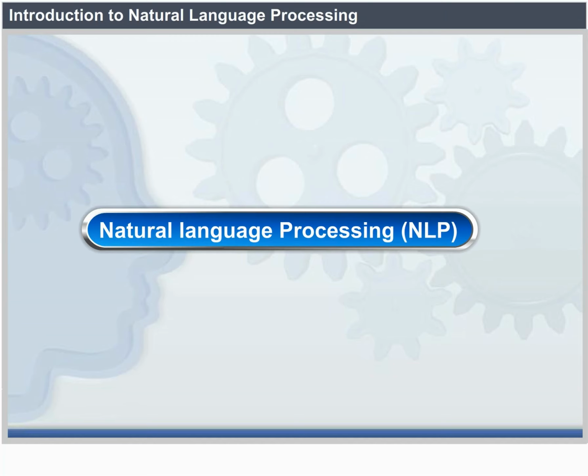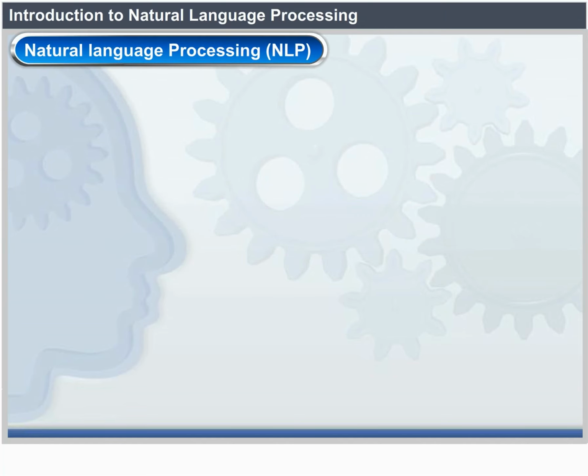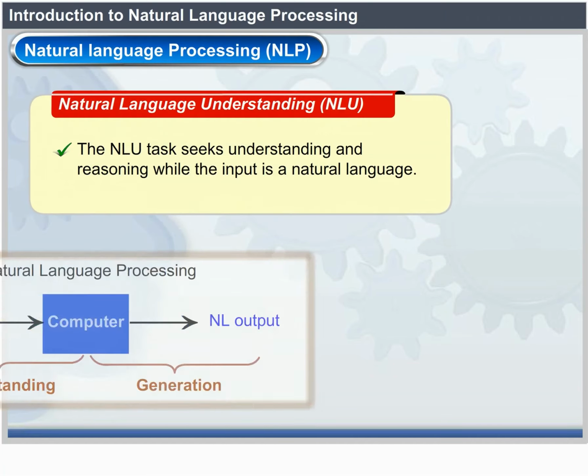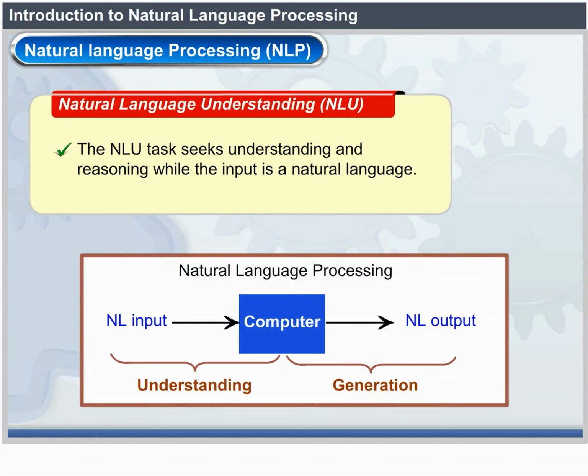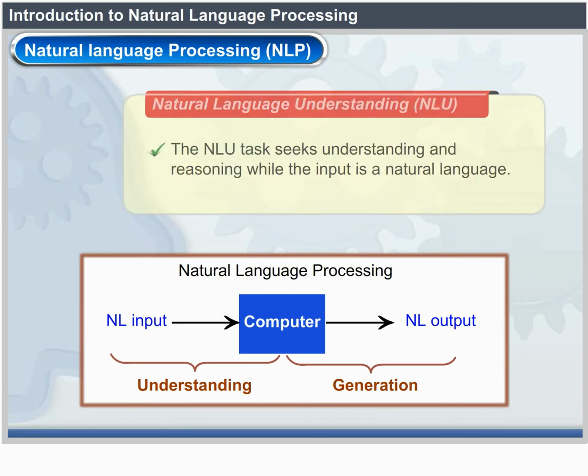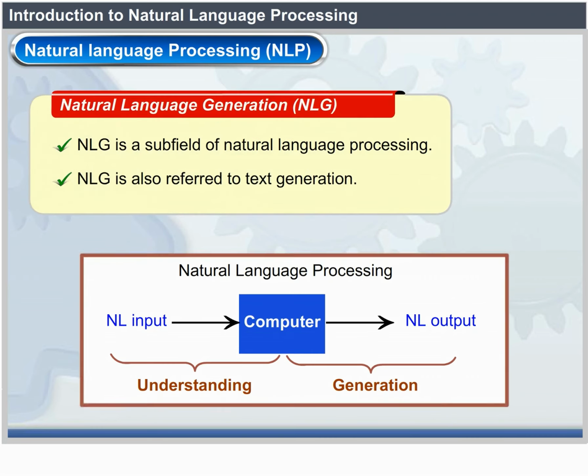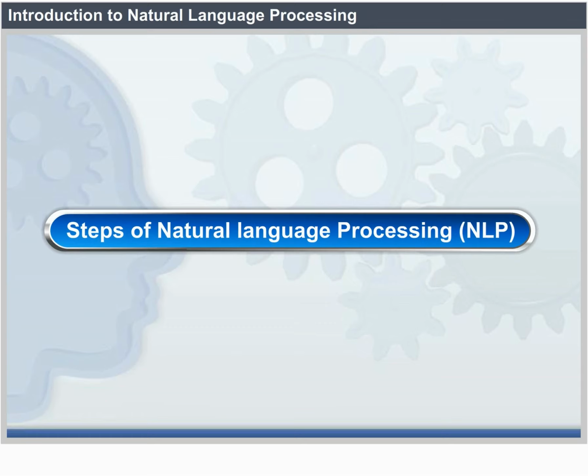Natural Language Processing (NLP). Natural Language Understanding (NLU). The NLU task seeks understanding and reasoning while the input is a natural language. Natural Language Generation (NLG). NLG is a subfield of natural language processing. NLG is also referred to as text generation. Steps of Natural Language Processing (NLP).